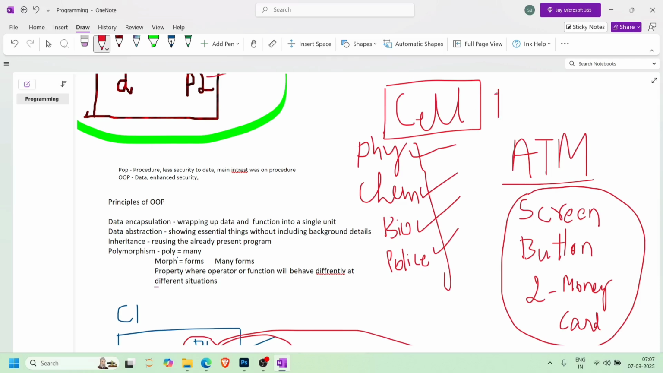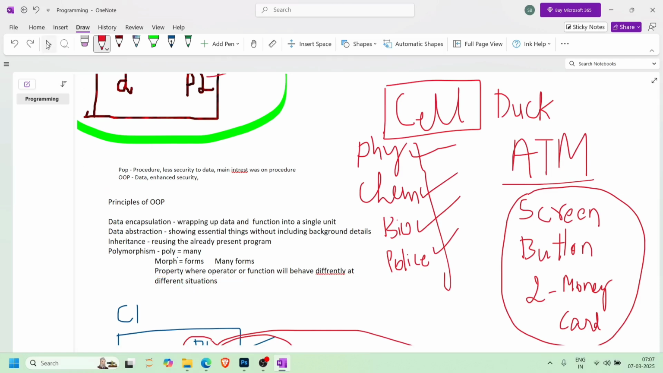In the same way, duck. Duck means a bird, as well as getting out for zero is also called a duck. So here the words are behaving differently in different situations. This is called polymorphism.